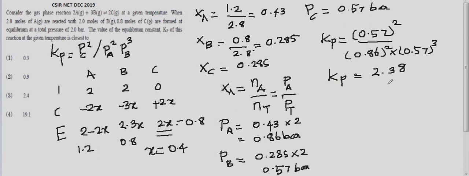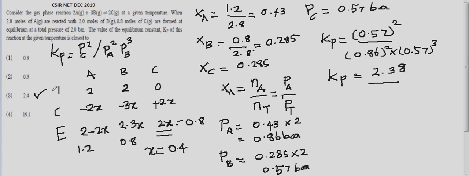The rounded off value is approximately close to 2.4. So I repeat once again. Step 1, we wrote the equilibrium constant in terms of pressure using the partial pressure of the reactants and the products. Then to find the partial pressure, we drew the ICE table for the reactants and the products, and from that we calculated the value of X, and by the way we calculated the concentration of A and B at equilibrium.